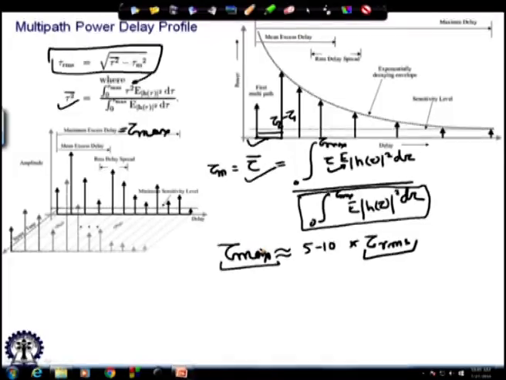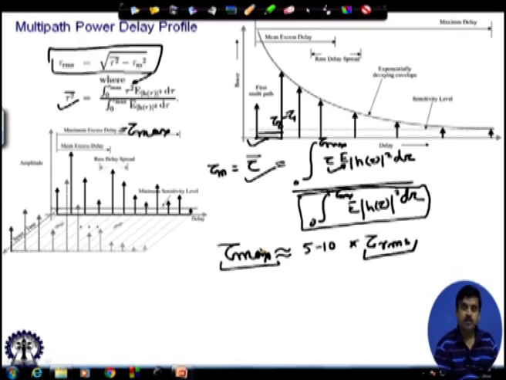Some propagation environments may have excess delay of around 5 times the RMS delay spread, sometimes it is 10 times the RMS delay spread. There are many more details to it, which are not very relevant for us in this particular subject, but it is very important in general for wireless communications, where I would just briefly touch upon that, and you can find out more information.